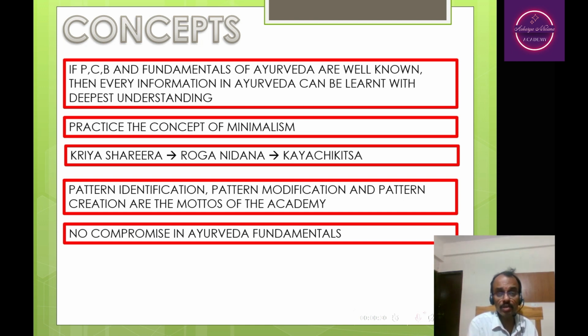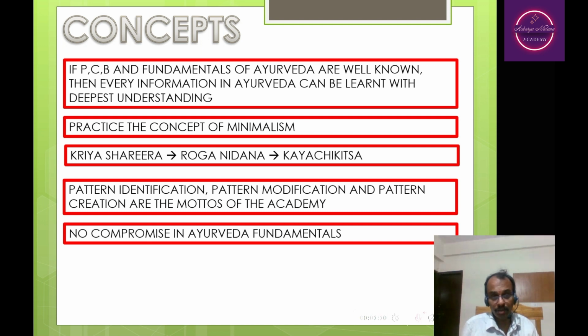First, if you know about physics, chemistry and biology and the fundamentals of Ayurveda, then every piece of information in Ayurveda can be learned with the deepest understanding. Second, whenever we learn Ayurveda, we have to practice the concept of minimalism. We take one particular topic and look at it from multiple angles: from the point of Padartha Vijnana, Kriya Sharira, Rachana Sharira, Roga Nidana, Kaya Chikitsa, Panchakarma, etc. Then we can have the deepest understanding.